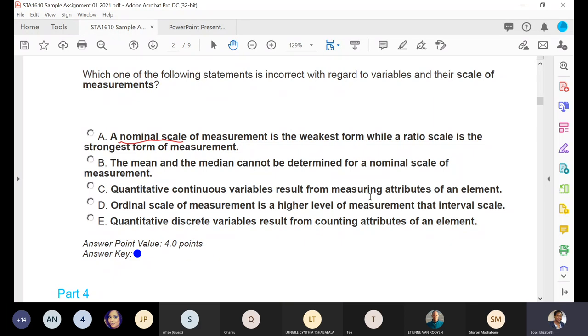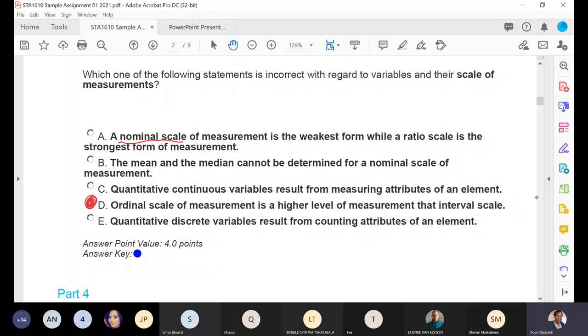We haven't discussed what the mean and the median are, but I hope for now you know that the mean is the average, the sum of all the values, and the median is the middle value. The mean and the median cannot be determined for a nominal scale of measurement. Quantitative continuous variables result from measuring attributes of an element. Ordinal scale of measurement is a higher level of measurement than interval. That's incorrect. And E, quantitative discrete results from counting attributes. And you say D is incorrect. And yes, that is true.